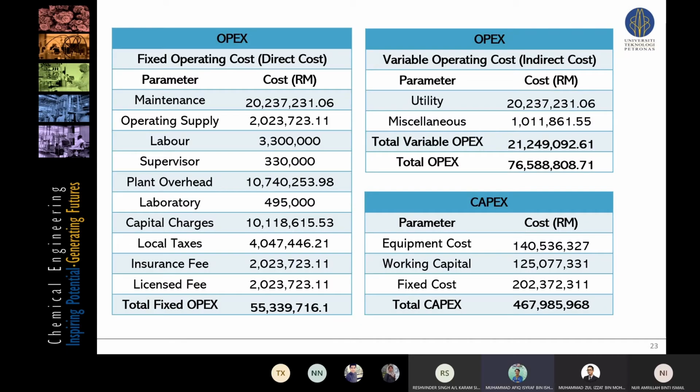So this is the OPEX and the CAPEX, which is the operating expenses and also the capital expenses. Basically, the OPEX can be divided into two parts, which is direct cost and also indirect cost. For the direct cost, on the left hand side, we can see the amount is 55 million ringgit and the indirect cost is 21 million. So the total OPEX for this plant is 76 million per year. For the CAPEX, which is the initial investment, it is around 467 million ringgit.